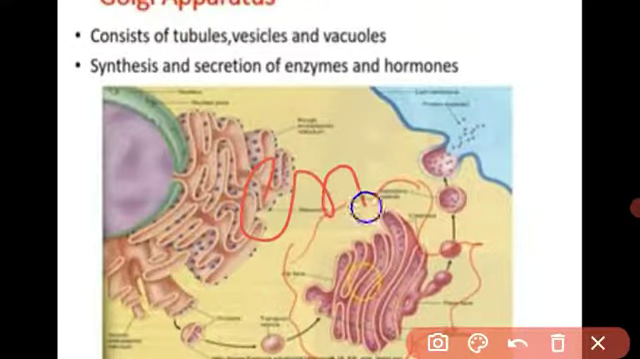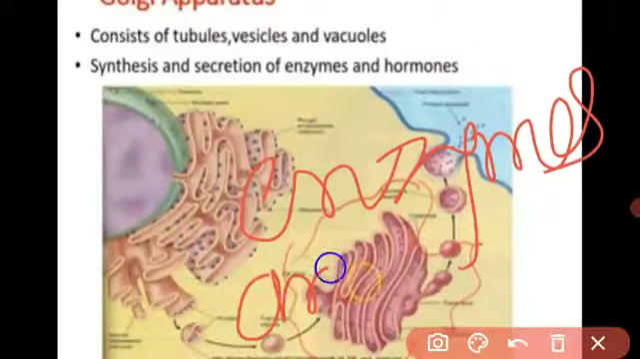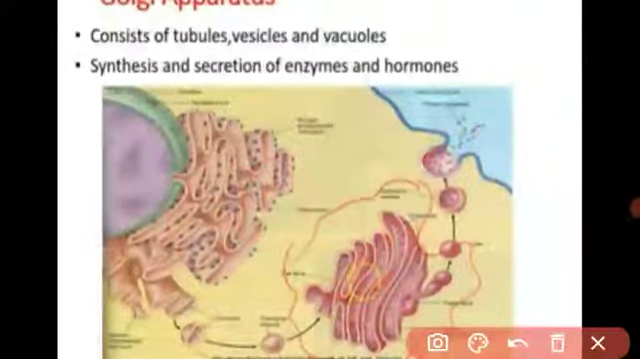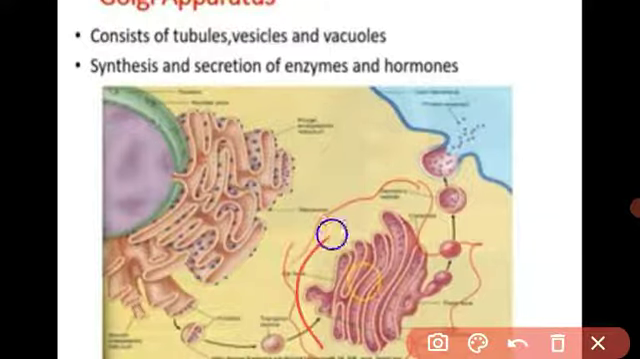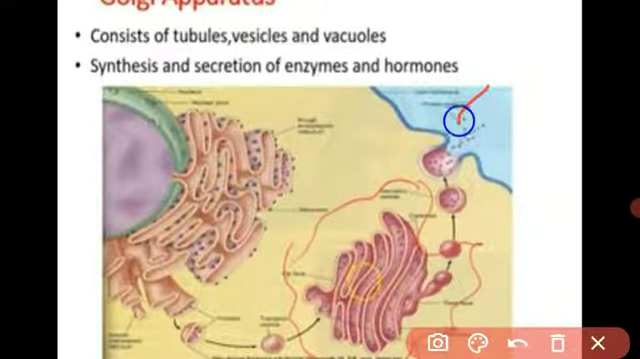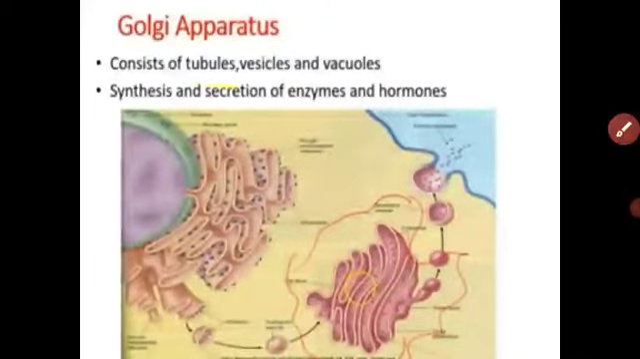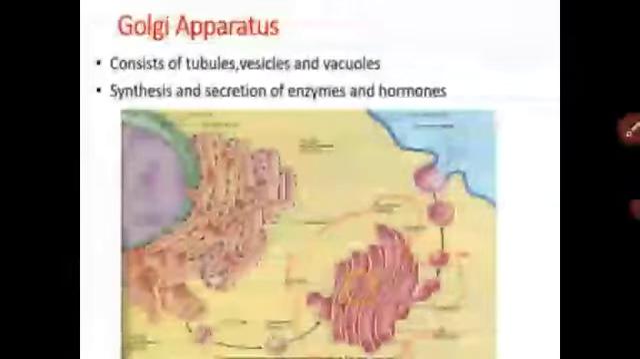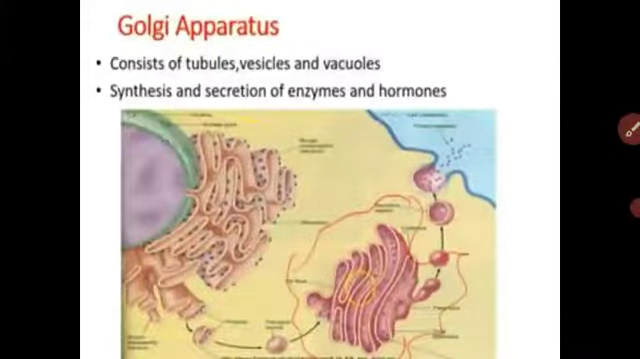and the main function of this organelle is secretion of enzymes and hormones. Enzymes and hormones are very important to our body, and these enzymes and hormones are secreted by the Golgi apparatus. Understood, student? What is meant by Golgi apparatus? Golgi apparatus is a structure of tubules, vesicles, and vacuoles, and its main function is secretion and synthesis of enzymes and hormones.